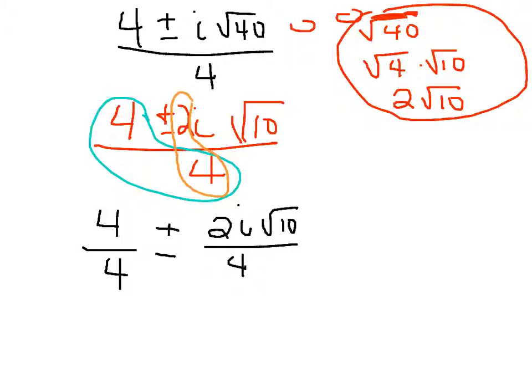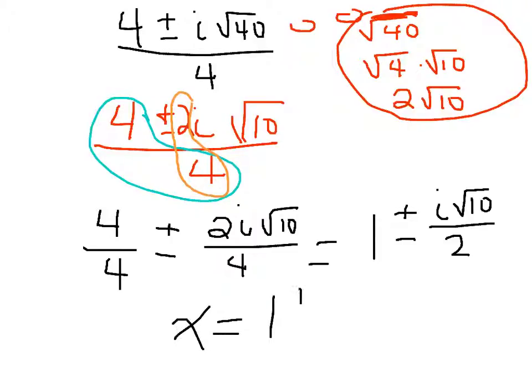Okay, these two expressions, this one here and this one here, they are the same, they're equivalent. 4 over 4 we know is 1, and then 2 over 4 we know is 1/2, so I can put i root 10 over 2. And so my two solutions are going to be x equals 1 plus or minus i root 10 over 2.